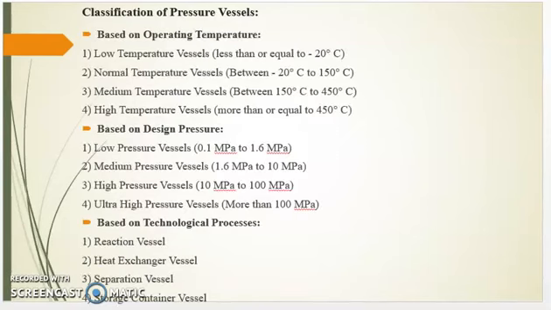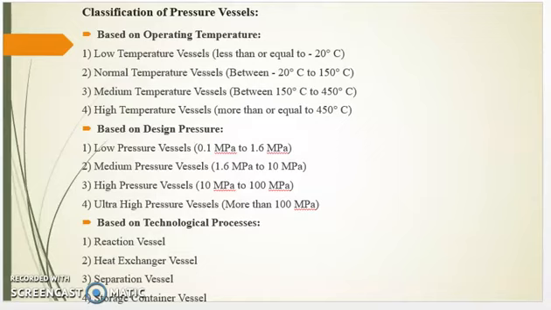Based on operating temperature: first, low temperature vessels, that is temperature less than or equal to -20 degrees Celsius. Second, normal temperature vessels, temperature between -20 degrees Celsius and 150 degrees Celsius. Third, medium temperature vessels, temperature between 150 degrees Celsius and 450 degrees Celsius. Fourth, high temperature vessels, temperature more than or equal to 450 degrees Celsius.